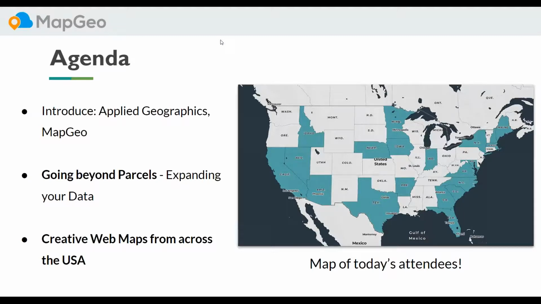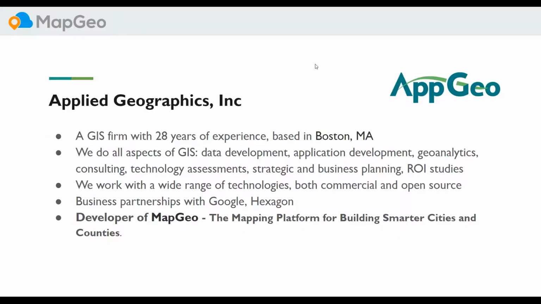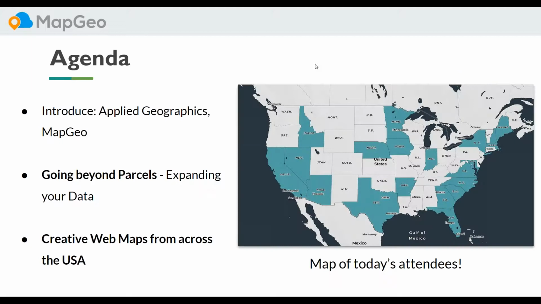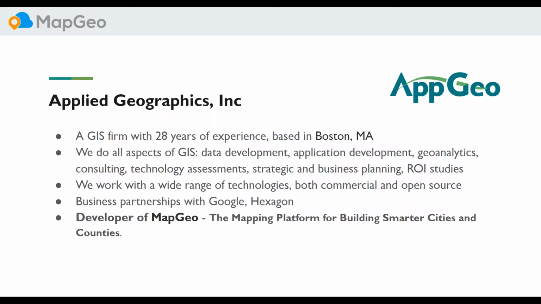If you haven't been to one of these webinars yet, we are Applied Geographics. This is our flagship product, MapGeo, that we'll be showing off today. Could you go back to that agenda for just one second, actually? And we really wanted to get creative today. We wanted to go beyond the standardized sort of parcel layers and the mundane things that are necessary in GIS and in local GIS. But what we wanted to do was show some creative examples from across the US. So if you want to just pop to that next slide.